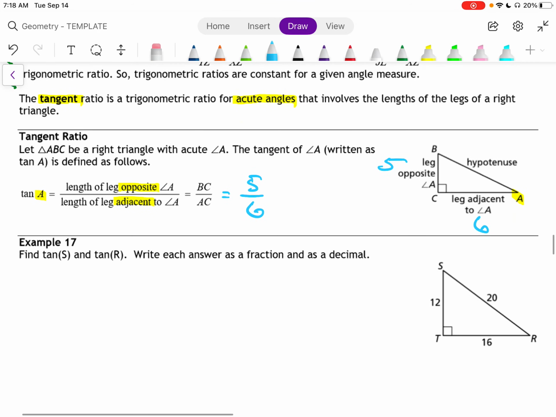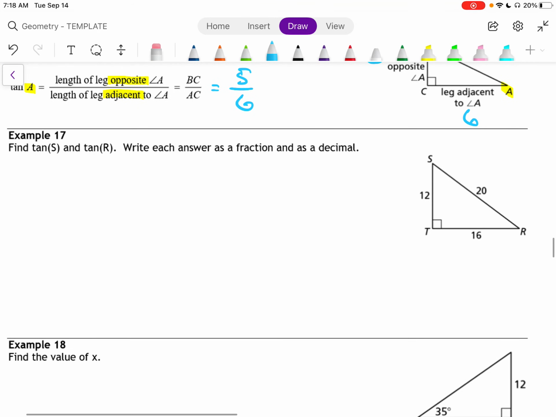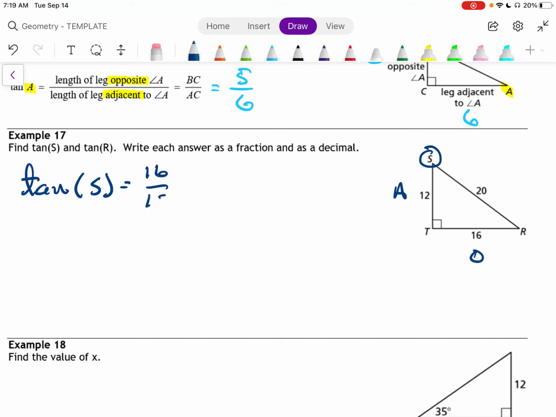Let's look at this as an actual example here. Example 17, find tangent of S and tangent of R. So we start off with tangent of S. Well, from the perspective of S, this would be the opposite and this would be the adjacent. So it would be 16 over 12, which we can reduce to 8 over 6, which would be 4/3. We also want to write that as a decimal, just because it says that we're going to do that. This would be 1.3 repeating.